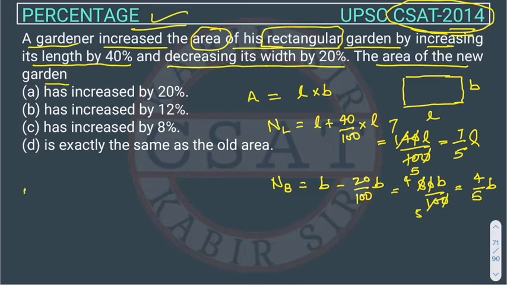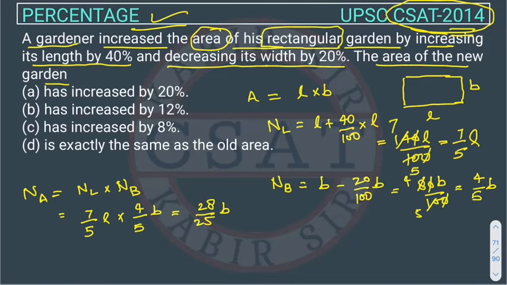So now the new area will be new length into new breadth. So the new length is 7 by 5 L into 4 by 5B. So this will be 28 upon 25 LB, right? So what is he asking? He is asking whether the area of the new garden increased or decreased. So we have to find the percentage change.